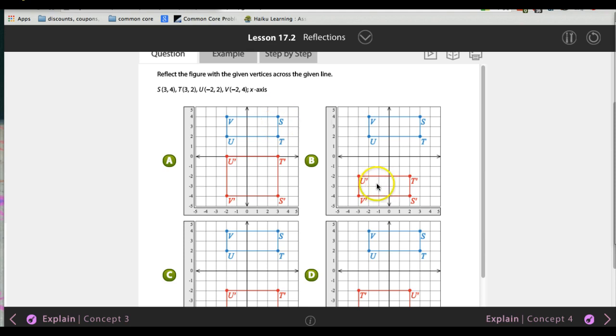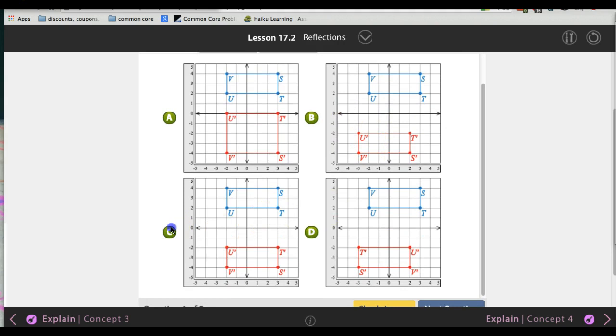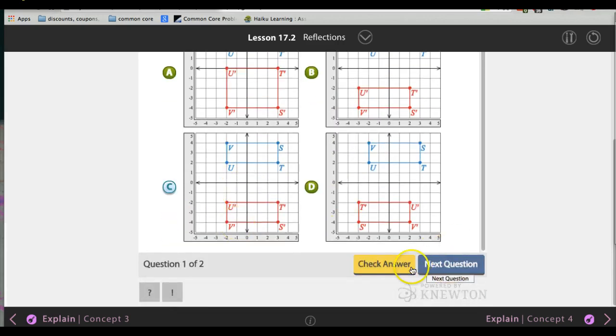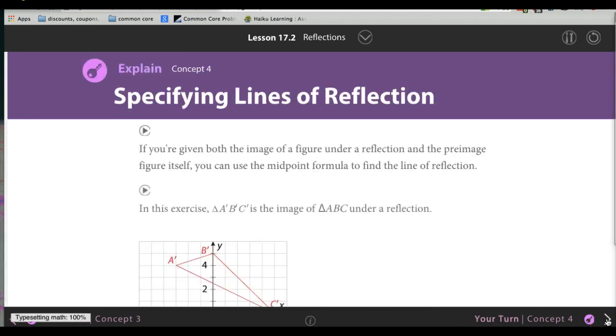It cannot be this because it's the same size and same shape, but it's not exactly across this line. If I were to fold my paper this way, it shouldn't be here. So obviously the answer is going to be C, right? So this is one of those questions where even if you don't know anything, you can still get it right. But anyhow, work on all that stuff.